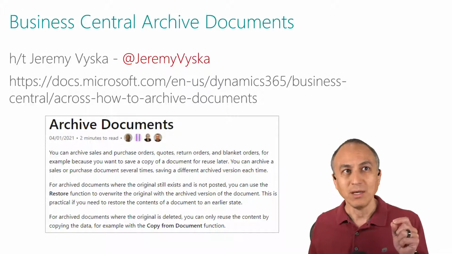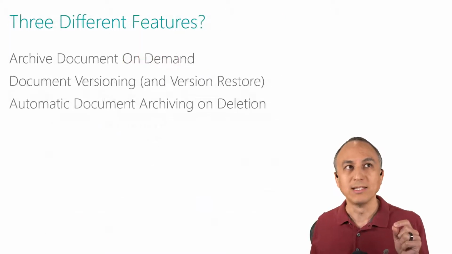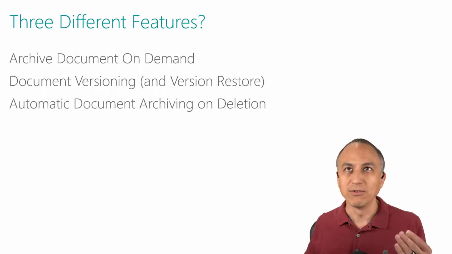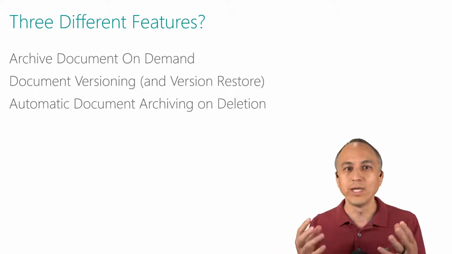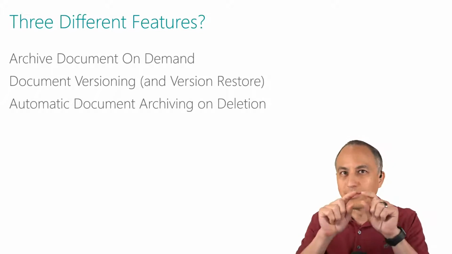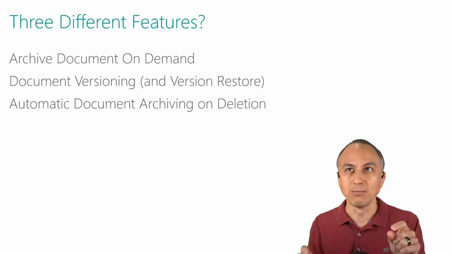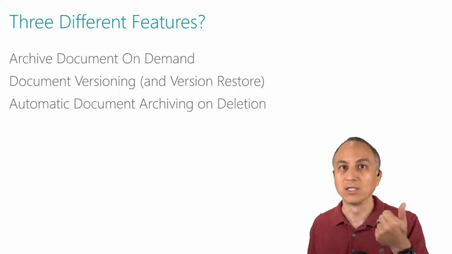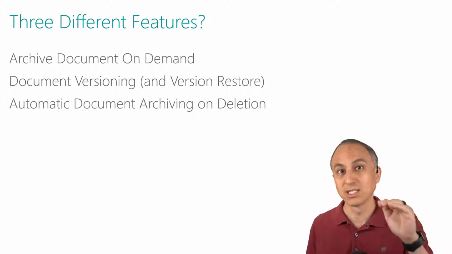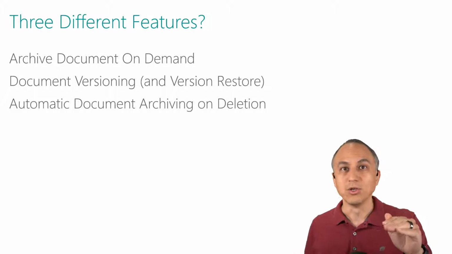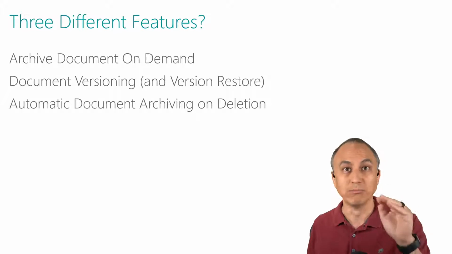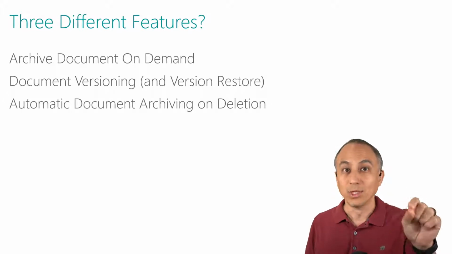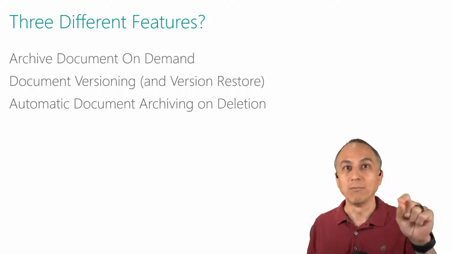And the reason I say that is because, as far as I could tell, this is really kind of like three different features under the heading of one, under archive documents. There's one version of this feature, one use of it, and that's archive documents on demand. That's a pretty specific step, distinct from the others. So you can have a document open in Business Central and you can archive it. Boom, it's archived. Next, related to that archive on demand, is document versioning.